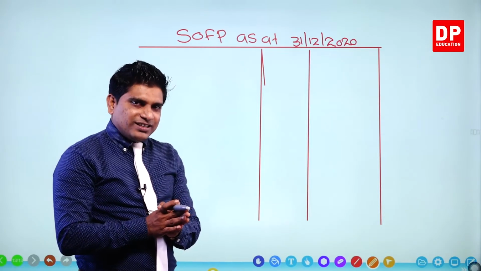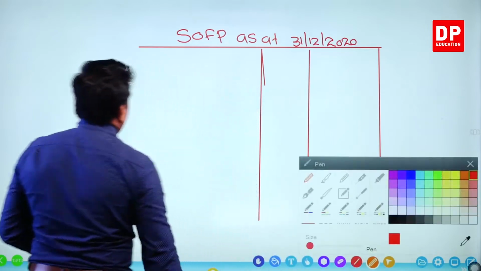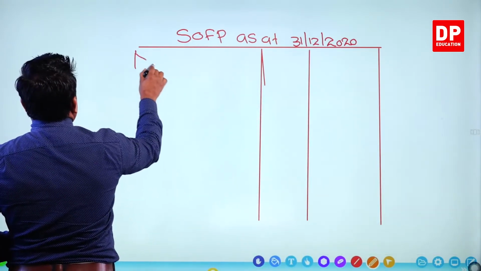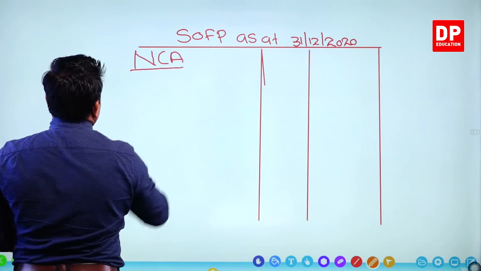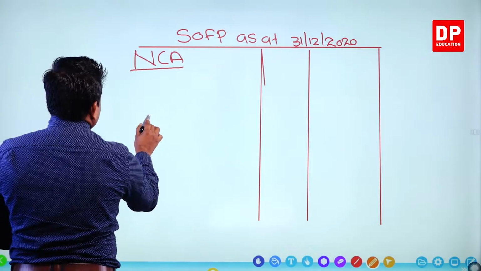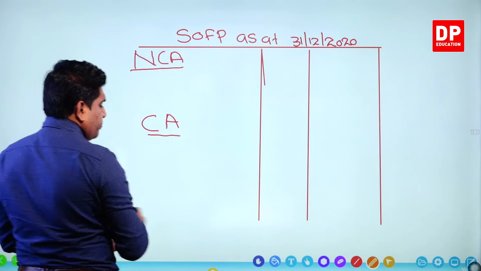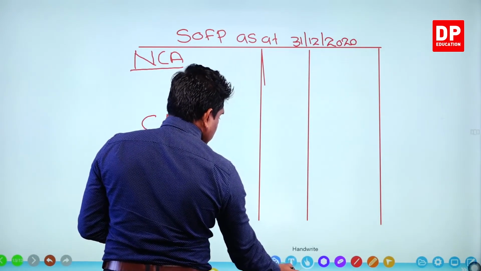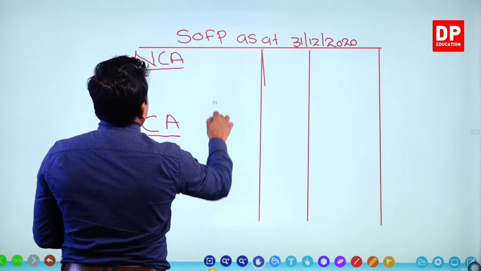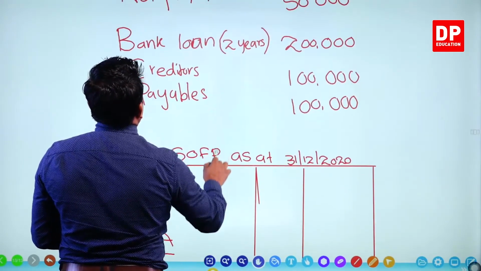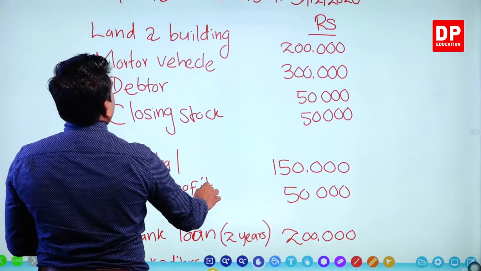the proper order, right? Now you remember, when you draw a statement of financial position, on the top we write non-current assets. After that we write current assets. Then you pick the details. You take the details. What are the non-current assets given? There are two. What are they?